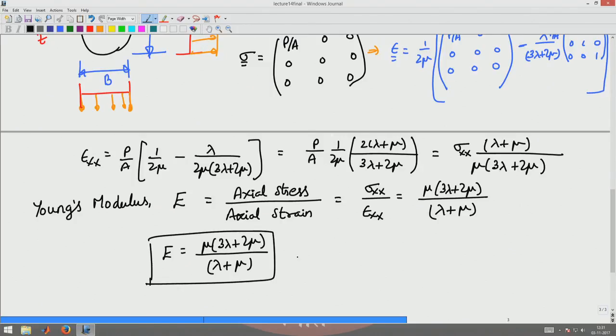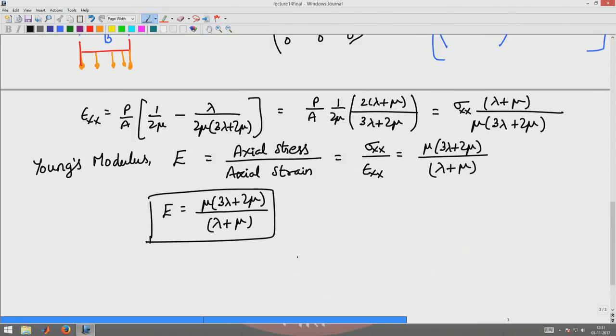Now, if I define Young's modulus as this, then this equation becomes sigma xx by E. So, from there I get sigma xx equal to E times epsilon xx, that is a constitutive relation. Okay.